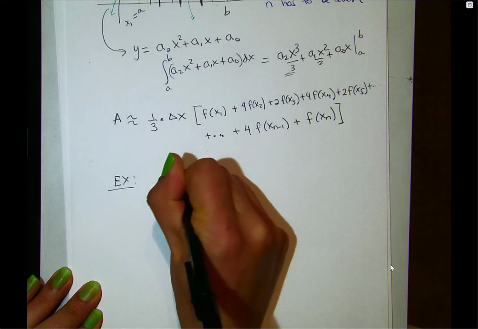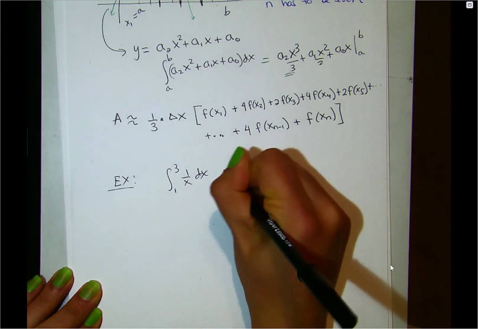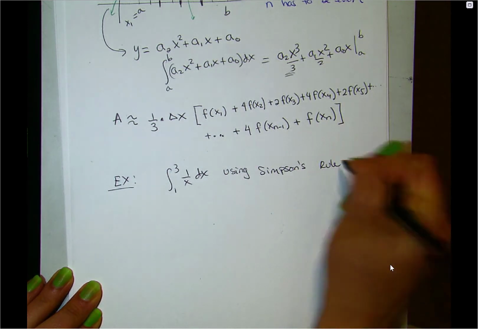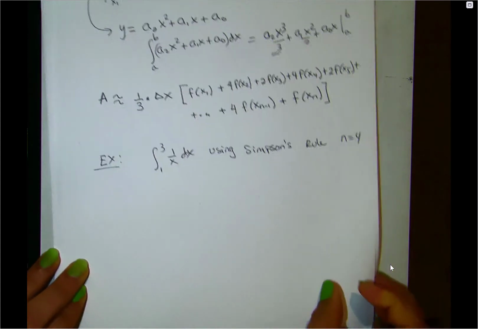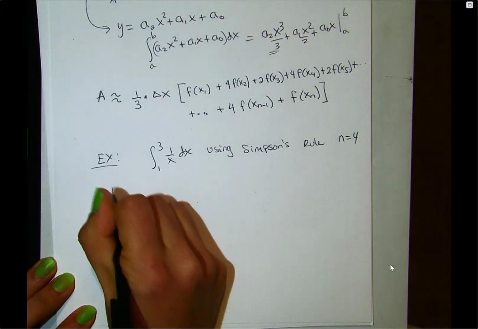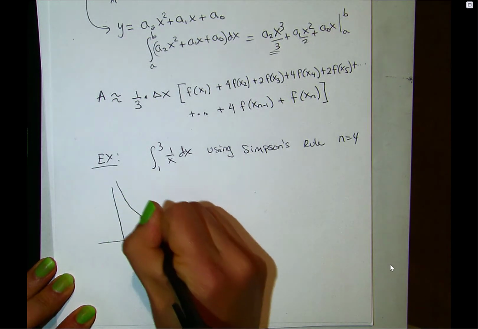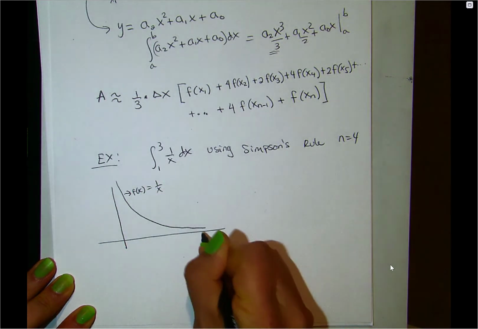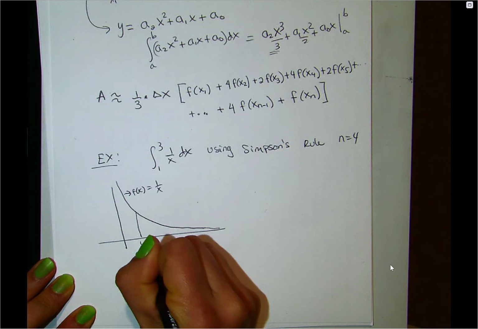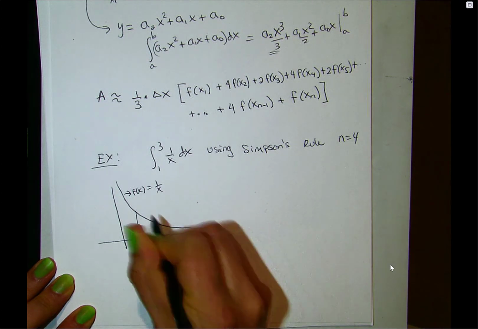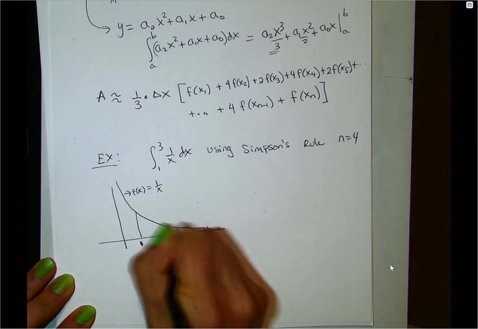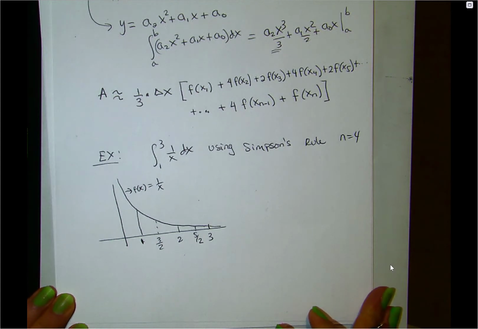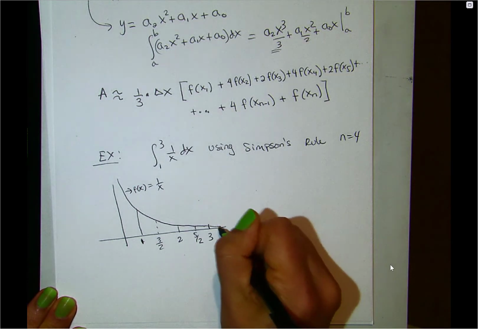The integral from 1 to 3 of 1 over x dx using Simpson's rule with n equals 4. Remember from our trapezoid video, the function is 1 over x. Break it up into 4 equal pieces. We have 1, 2, 3. So what was it? 2, it was 3 halves and 5 halves.